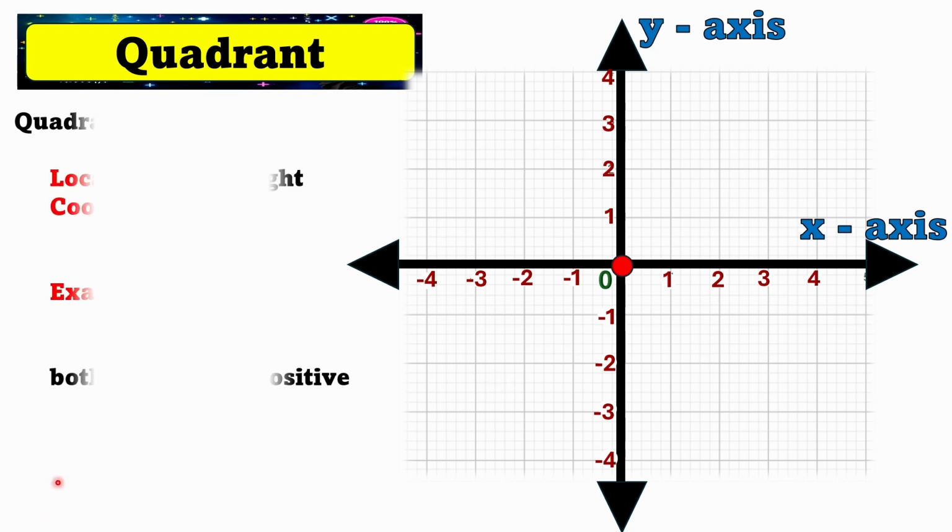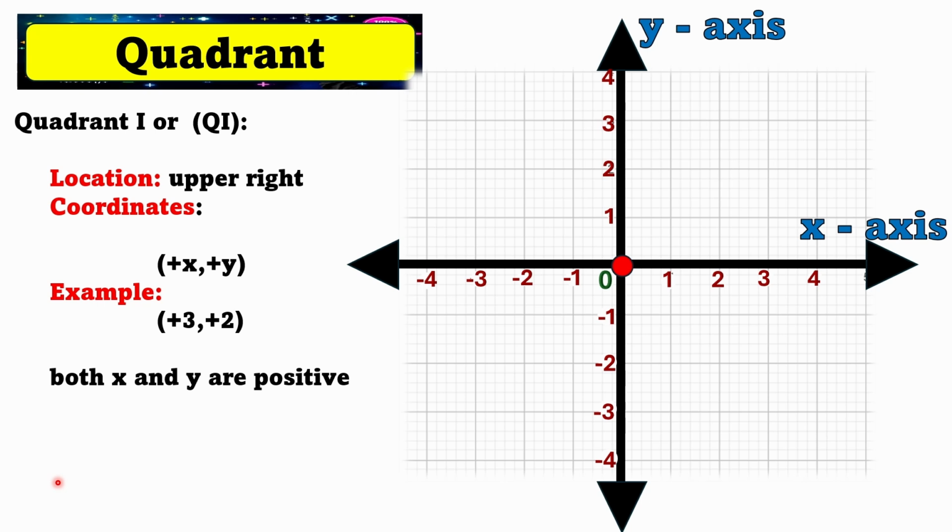Now let's have the first quadrant or quadrant 1. The location is upper right, coordinates positive x, positive y. Again, we have the first quadrant and the coordinates of the first quadrant are both positive. Example, we're going to plot the point positive 3, positive 2. The first number is the x coordinate and the second number is the y coordinate. Again, 3 is the x coordinate and 2 is y coordinate.